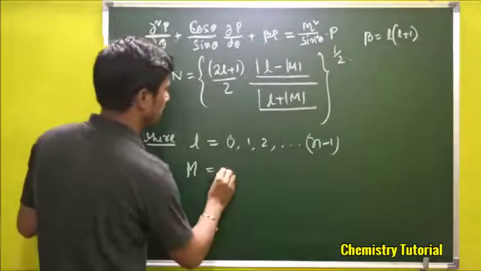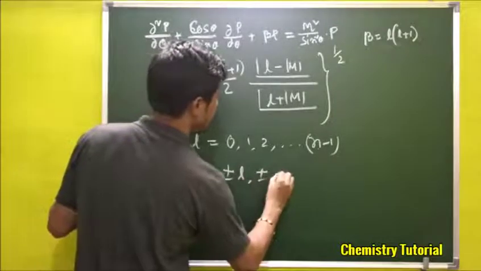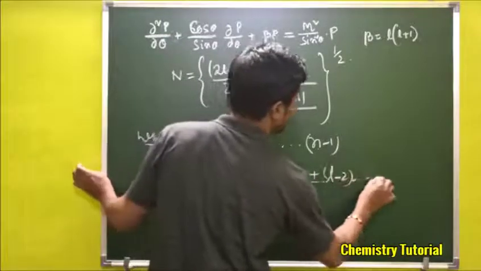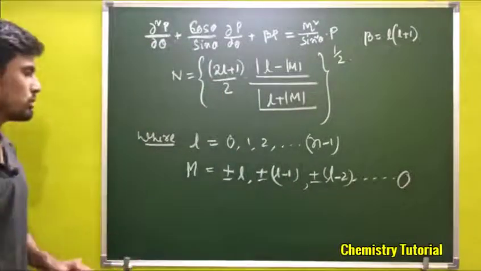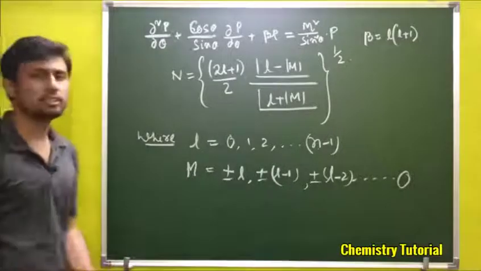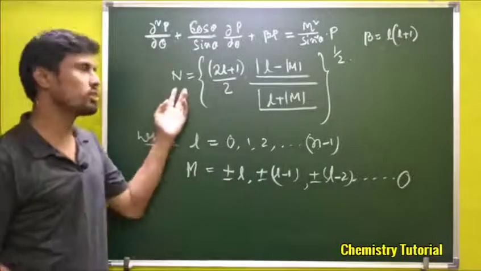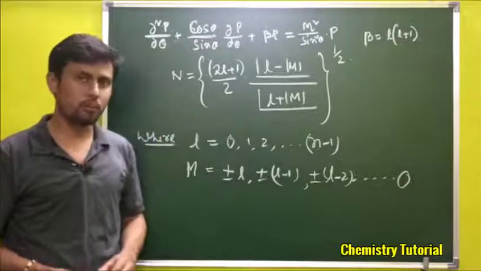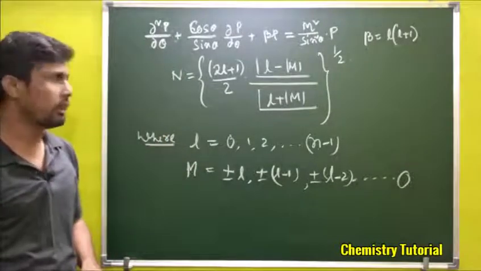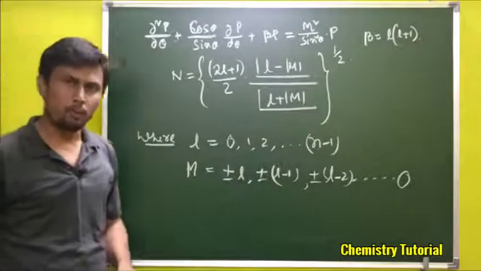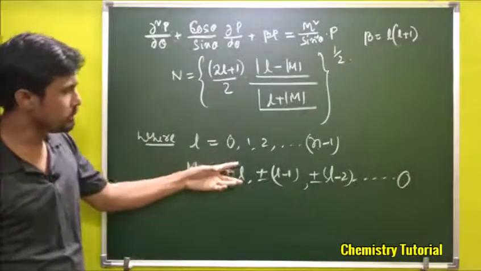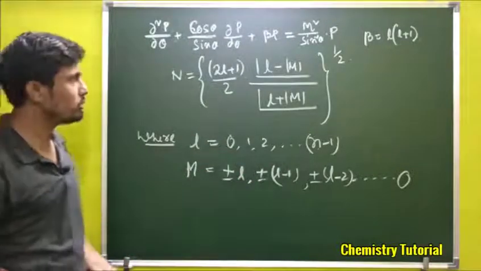Okay, I am writing here plus minus L minus 1, plus minus L minus 2, up to 0. So these are the values of m, that is the azimuthal quantum number. These are the expressions for the normalization constant and the polar wave function for the polar equation. Now we'll see different polar wave functions for different values of L and m. We'll consider different combinations of L and m and what the polar wave function will be.